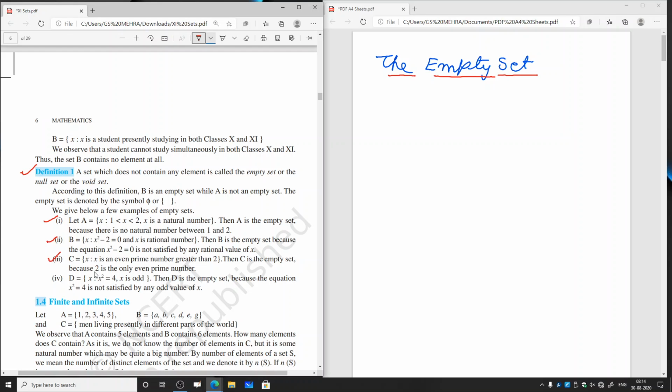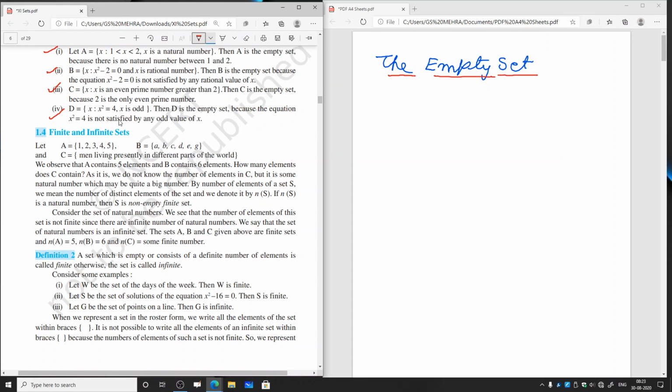Similarly, let us see the third example. C equal to the collection of all x such that x is an even prime number greater than 2. We know that there is only one prime number which is even, that is 2, and all other prime numbers are odd, and therefore there cannot be any even prime number greater than 2, so the set will be empty. Fourth part, D equal to the collection of all x such that x square equals 4 where x is odd. If x is odd, then the square of x cannot be even, but here x square equals 4, therefore there will be no element in the set D, and therefore it will be an empty set.